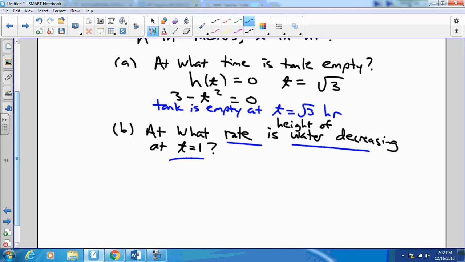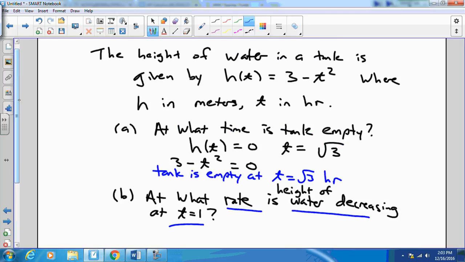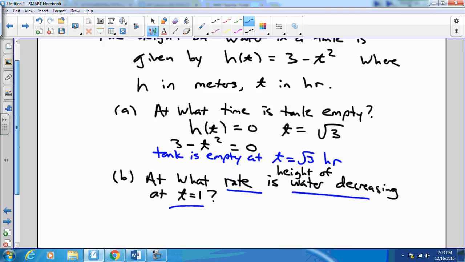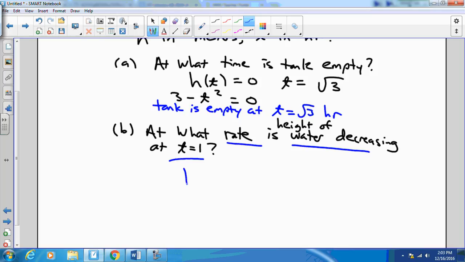At what rate is the height of water decreasing? You've got the right concept, but we're not going to call it velocity. Instead, we're going to talk about it in terms of this problem. How do we say what he's trying to say? There it is. What's that? H prime of, but at what point? At t equals 1. So notice the two elements here.